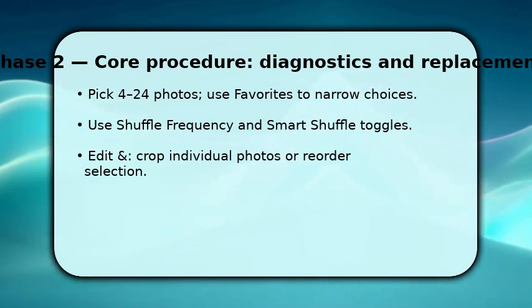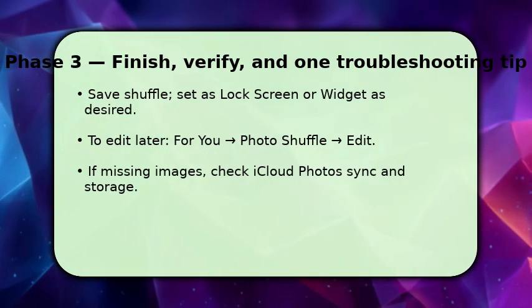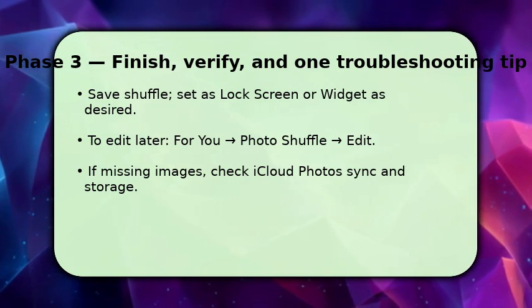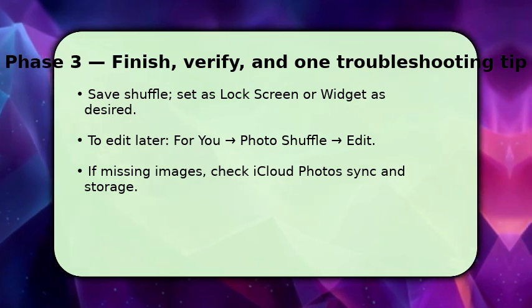After adjusting, preview the rotation to confirm timing and transitions, then save the shuffle to apply it. Once satisfied, hit Save and choose whether to set the Photo Shuffle as your lock screen or a home screen widget. Tap Apply and confirm.